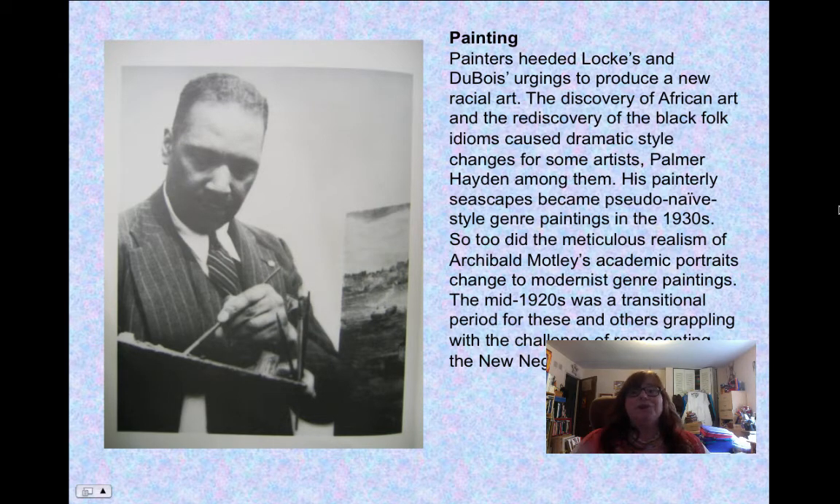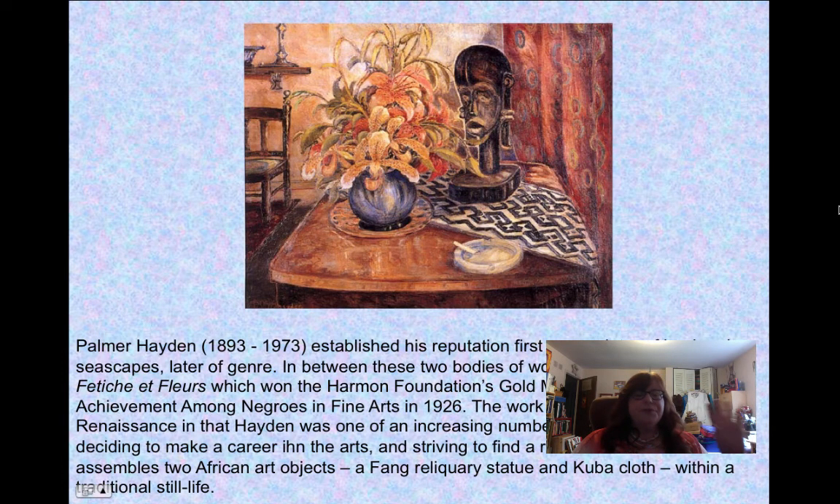And then Archibald Motley, who was doing very academic portraits, much like Aaron Douglas, changed those into modernist genre paintings. So the 1920s was kind of a transitional period for these artists and other artists who were trying to think about, okay, what is the new Negro style? What is it we want to convey? So Palmer Hayden established his reputation as a painter of land and seascapes, as I said.